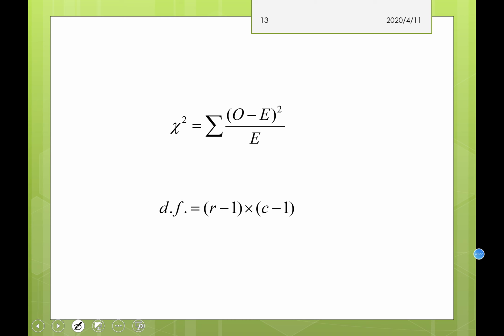Okay, so next class we will go on to talk about the chi-square value formula and how to use that formula to do the chi-square test. That's all for today's class.